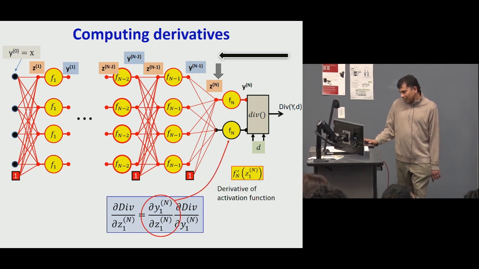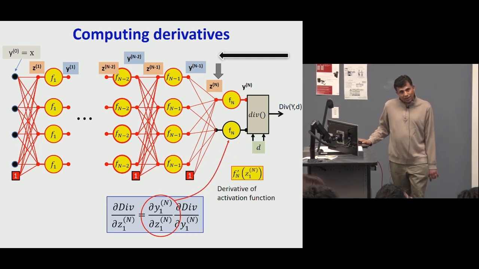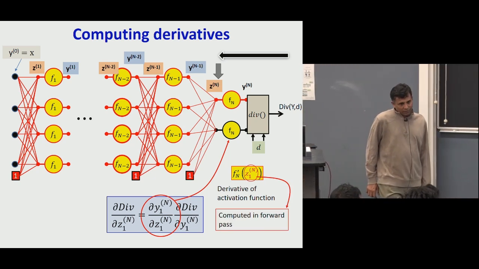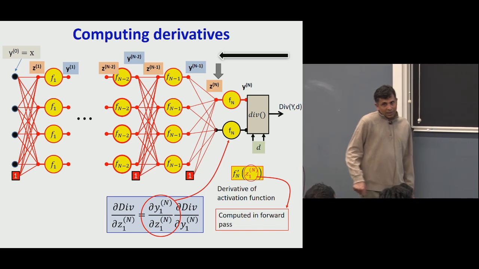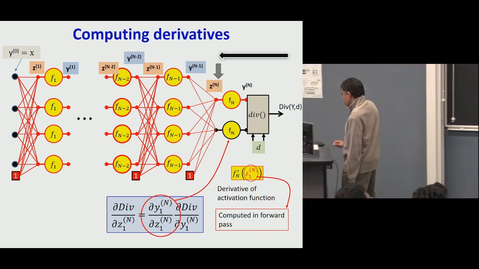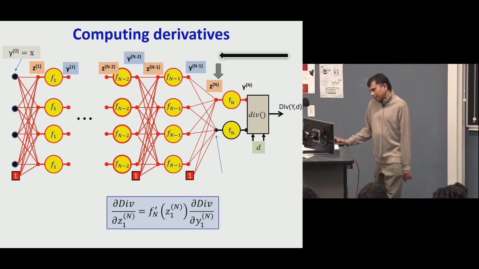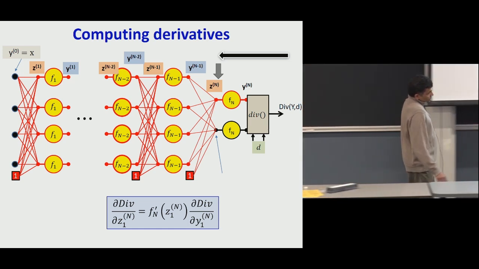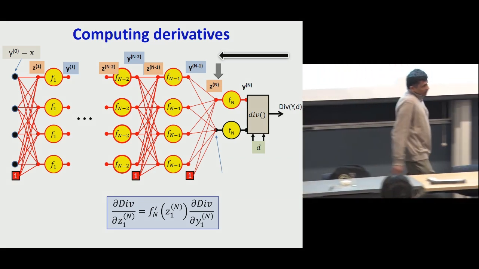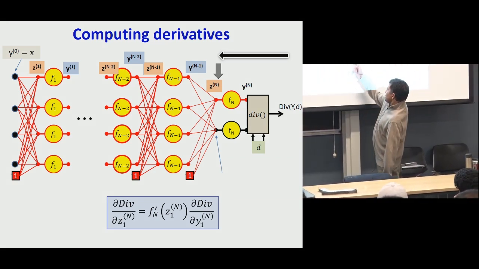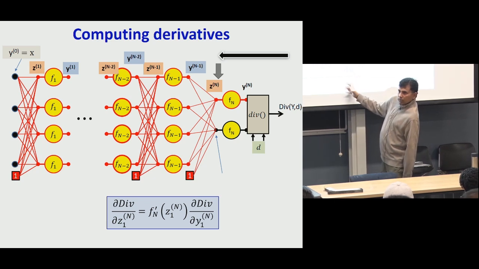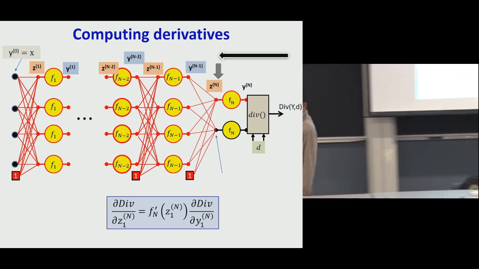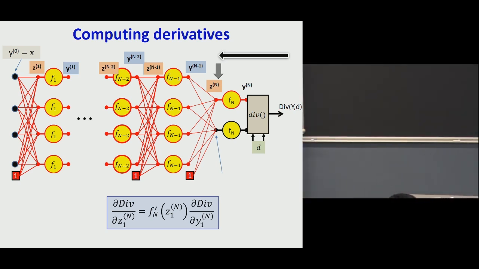All you need is the second term, and that second term is simply the derivative of the activation function itself, right? Computed at the current z. And so this whole thing collapses very simply: the derivative of the divergence with respect to the affine inputs to the activations of the final layer is simply going to be the derivative of the divergence with respect to the output times the derivative of the activation function itself. No fancy math here, right?